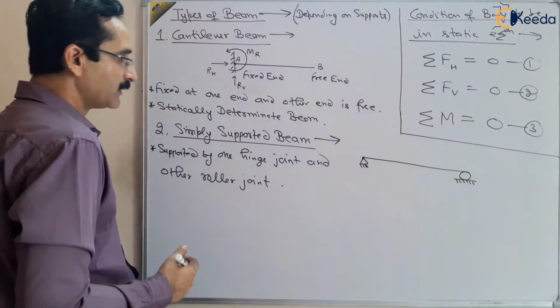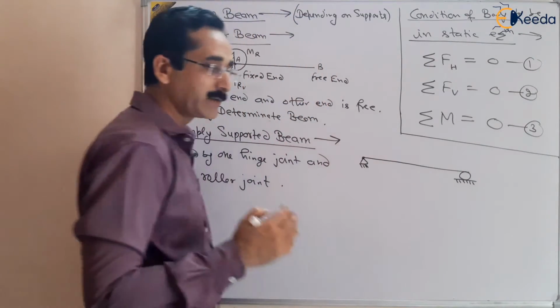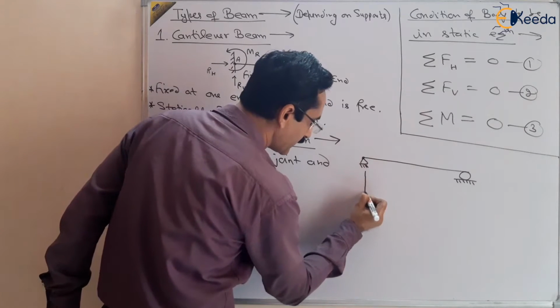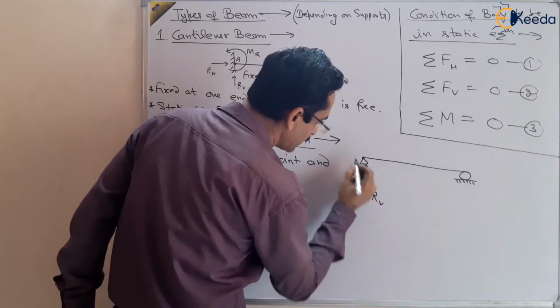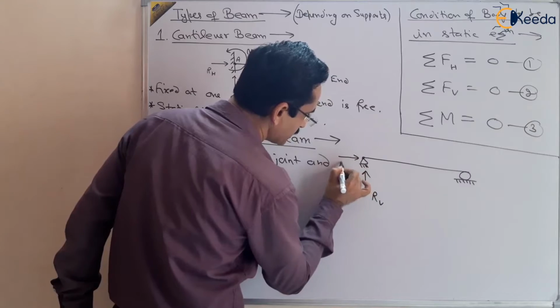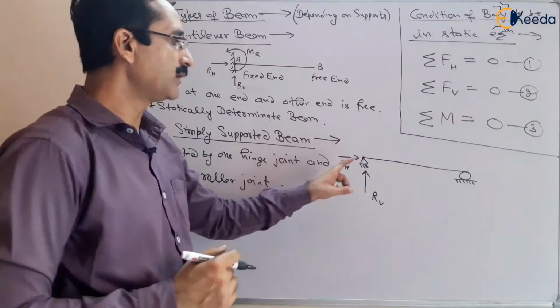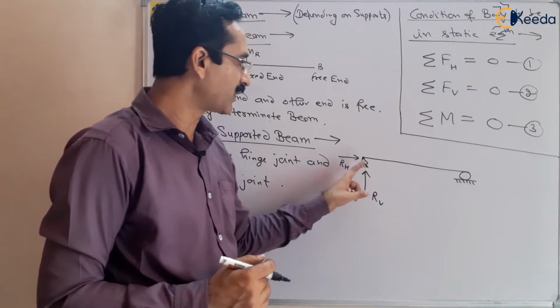Let us see here. Now we know the hinge joint. At a hinge joint there are 2 reactions, 2 unknowns. One is horizontal and another is vertical. So this is the vertical reaction and this is the horizontal reaction. So it will have a maximum of 2 reactions. It is not having any movement. Resisting movement will not be there, right?